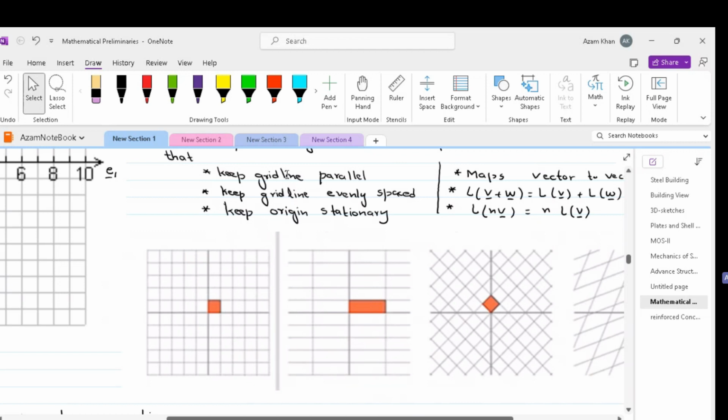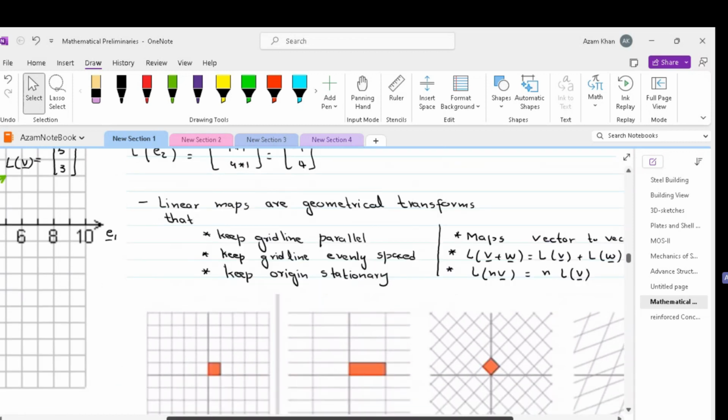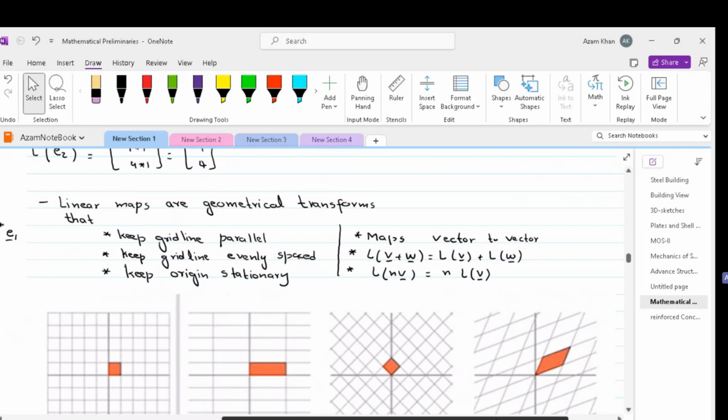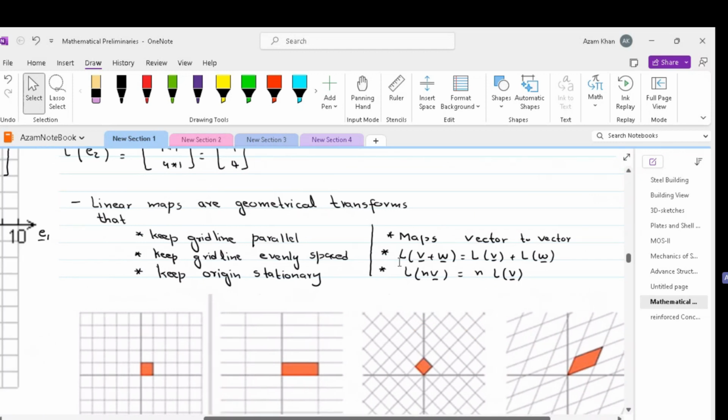The grid lines satisfy these conditions. They are parallel, they are evenly spaced, and the origin is stationary. Some important properties of linear maps are that a linear map of the resultant of two vectors is equal to the linear map operated on the vectors individually.